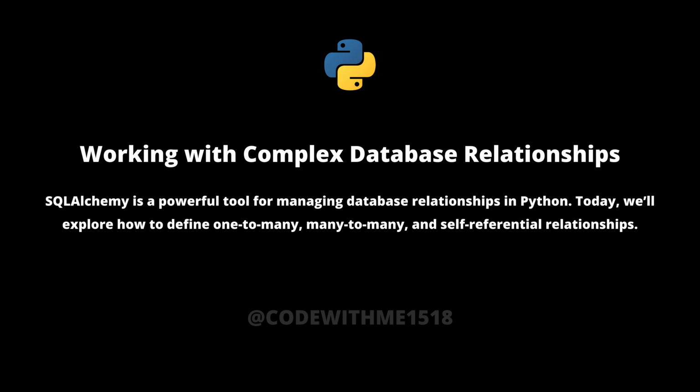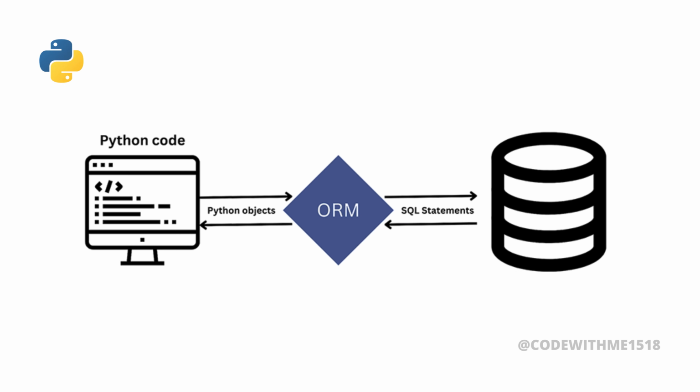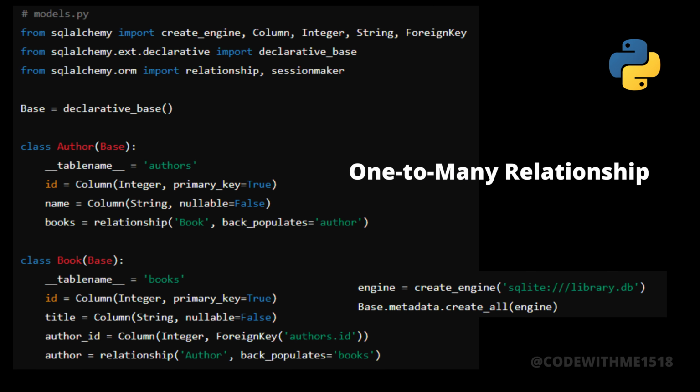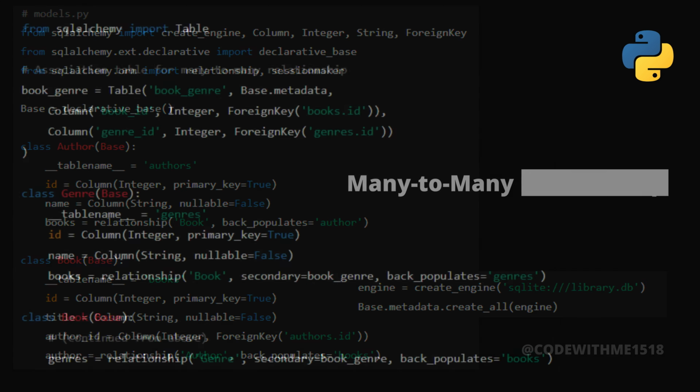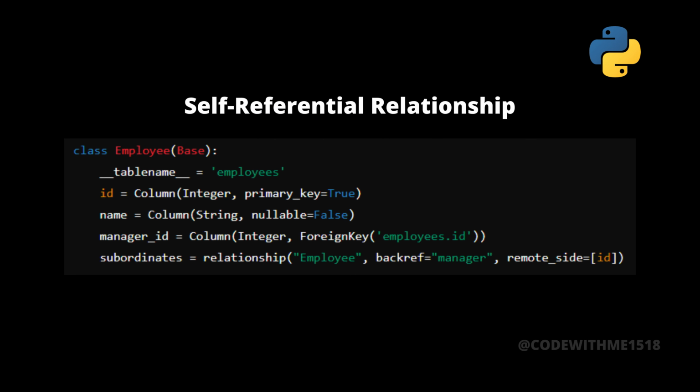SQLAlchemy is a powerful tool for managing database relationships in Python. Today, we'll explore how to define one-to-many, many-to-many, and self-referential relationships. One-to-many relationship. Many-to-many relationship. Self-referential relationship.